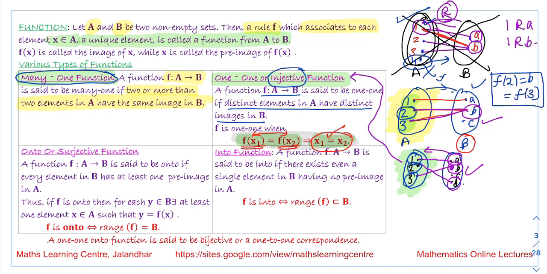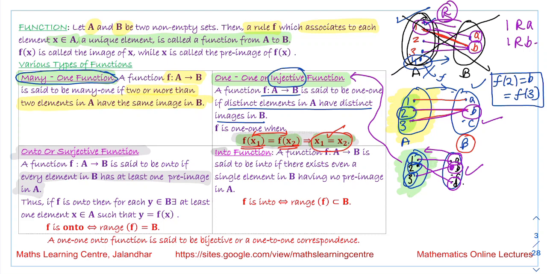Next we have onto or surjective function. So an onto or surjective function means a function f is said to be onto if every element in B has at least one pre-image in A.